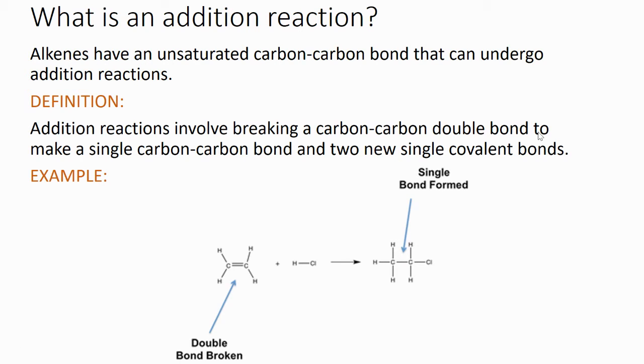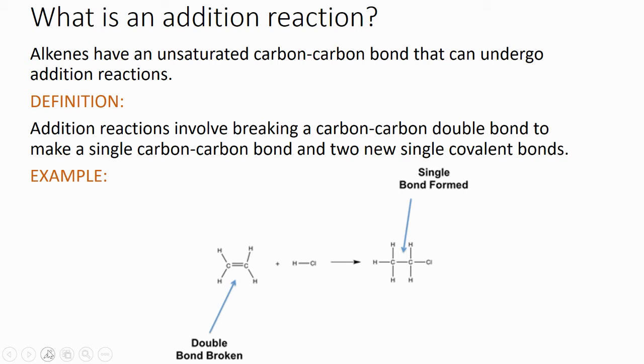Alkenes also undergo addition reactions. Alkenes have an unsaturated carbon-carbon double bond that can undergo addition reactions. This is the definition of addition reactions: they involve breaking a carbon-carbon double bond to make a single carbon-carbon bond and two new single covalent bonds.